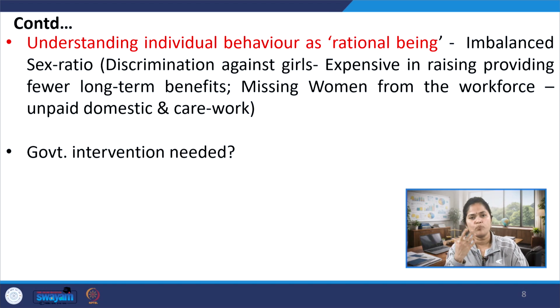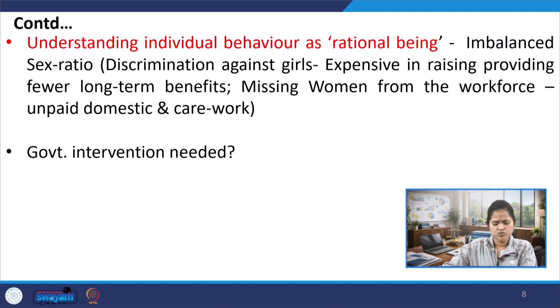We can think about so many other examples as well that show that an individual takes actions because he or she thinks they are making rational decisions, and that is the reason he or she is treated as a rational being.